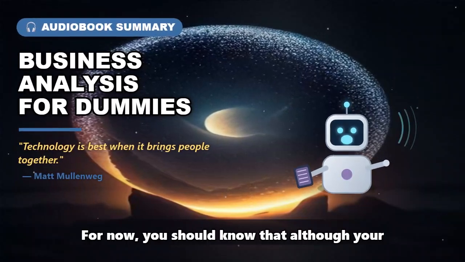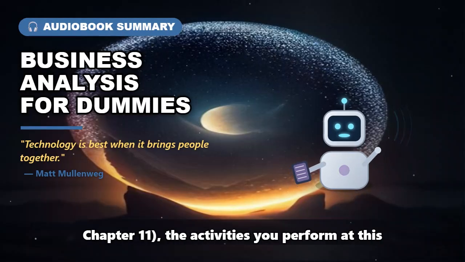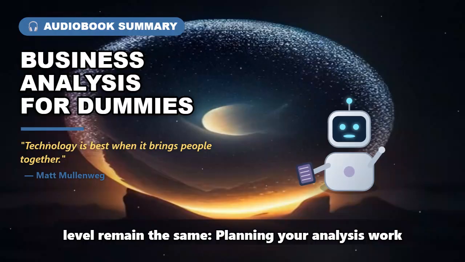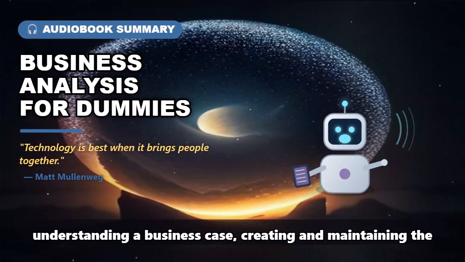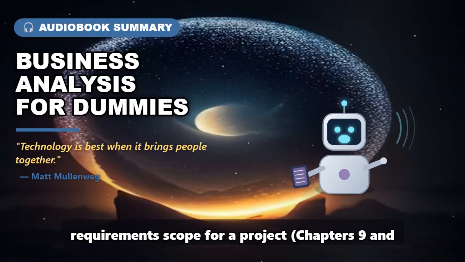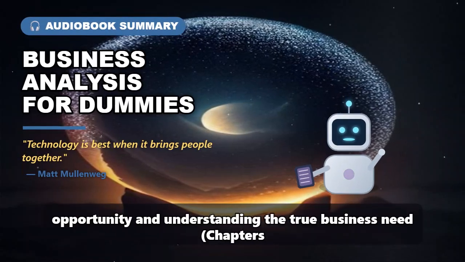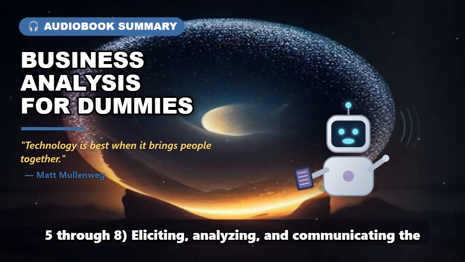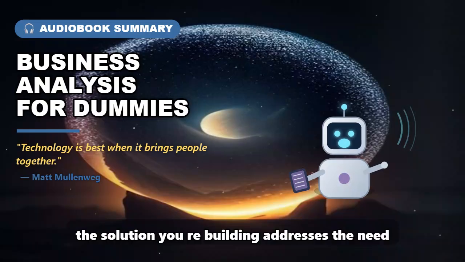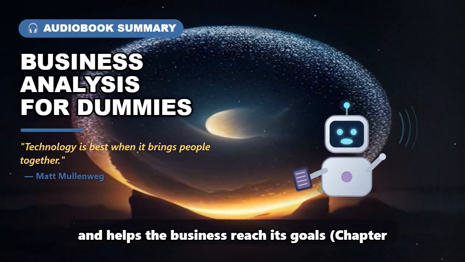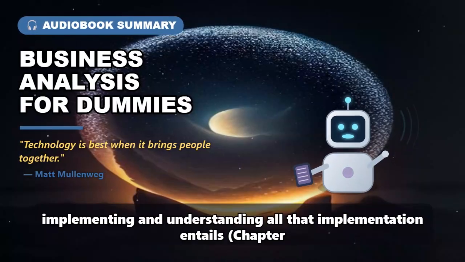For now, you should know that although your team can take different project approaches to deliver your project or solution, as we discuss in Chapter 11, the activities you perform at this level remain the same: planning your analysis work for the project, scoping the project, understanding a business case, creating and maintaining the requirement scope for the project, Chapters 9 and 10; eliciting and analyzing the business problem or opportunity and understanding the true business need, Chapters 5 through 8; eliciting, analyzing, and communicating the solution requirements, Chapters 12 and 13; verifying that the solution you're building addresses the need and helps the business reach its goals, Chapter 14; developing transition requirements, moving from planning into implementing and understanding all that implementation entails, Chapter 15.